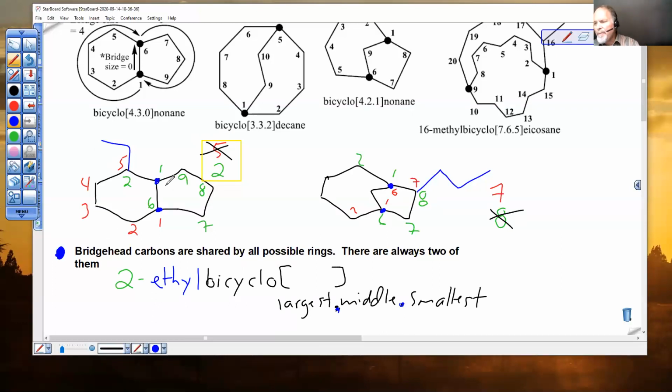I want to count from 1 to 6 in the biggest ring, but I do not want to count 1 and 6. Don't count them. Otherwise, you're counting the bridgeheads over and over, and we know nomenclature never counts a carbon more than once. So the question is, how do you get in the biggest ring from 1 to 6? How many extra carbons do you need? Because you're not counting 1 and 6. So here we go. It takes 1, 2, 3, 4 more carbons to get from 1 to 6.